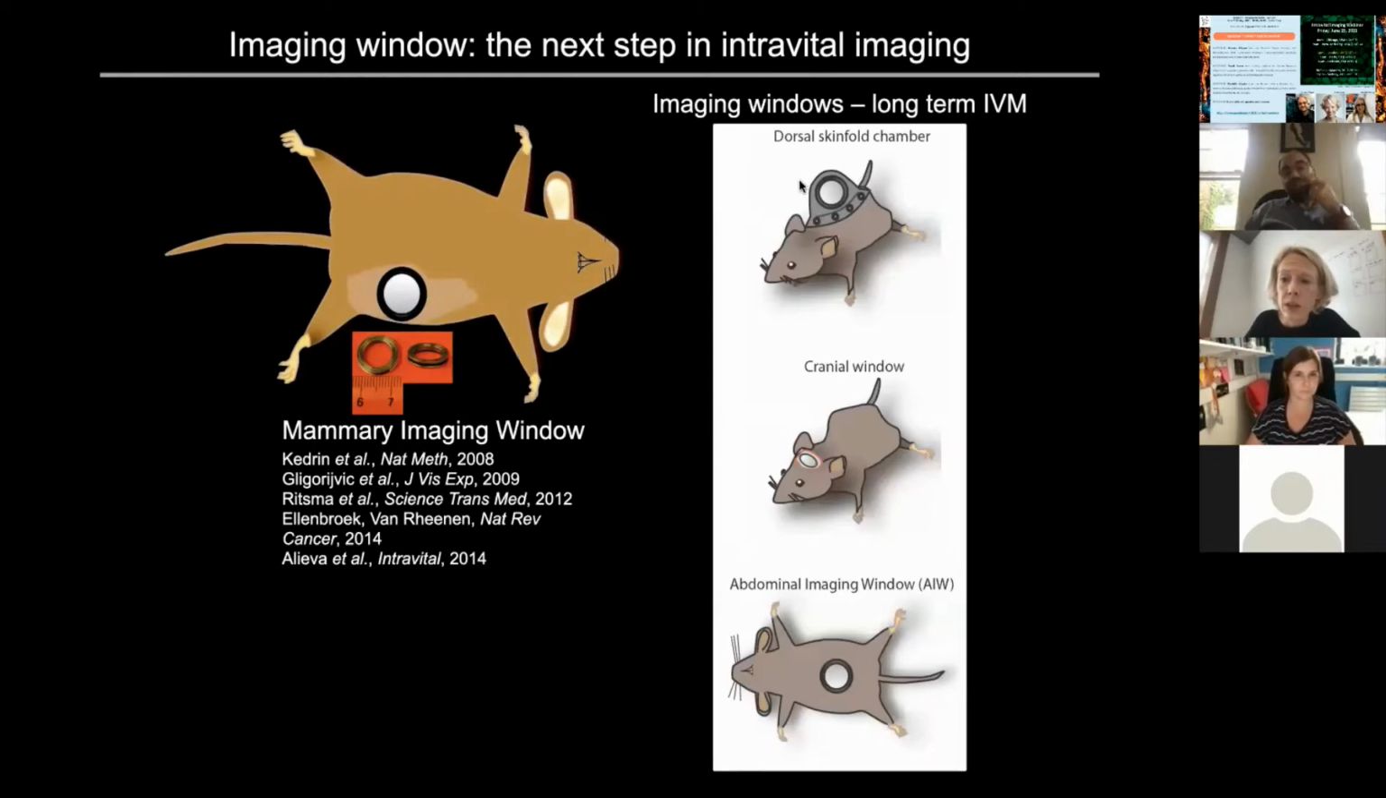So there are different imaging windows. For example, this mammary imaging window can be used to study either healthy mammary gland development, but also, of course, breast tumors. The dorsal skin fold chamber has been used to mainly study skin tumors. The cranial imaging window is used for brain tumors, including gliomas. And the abdominal imaging window, which was developed in Jacco's lab, has been used to study multiple organs in the abdomen.